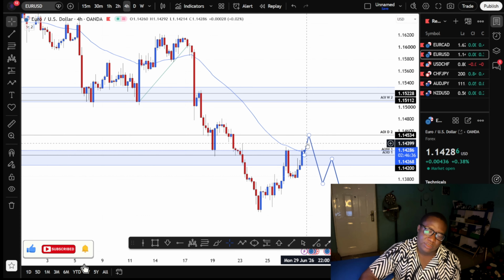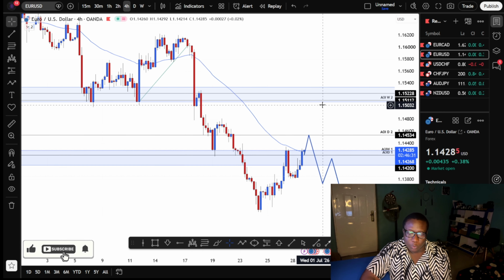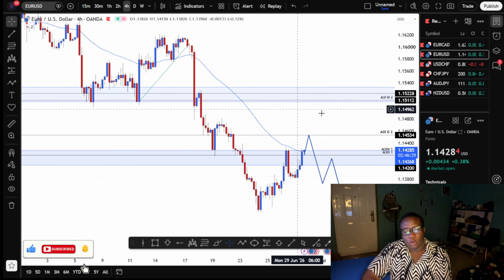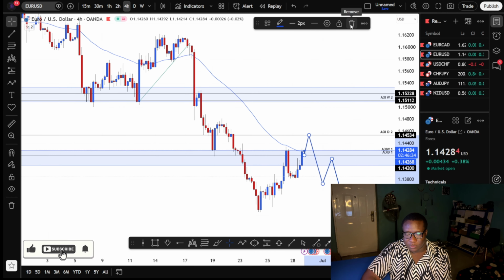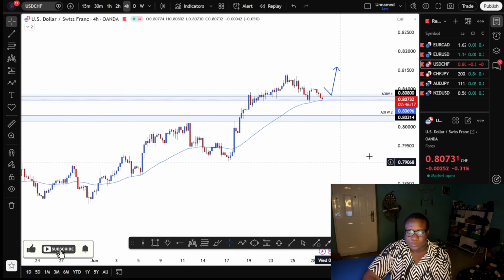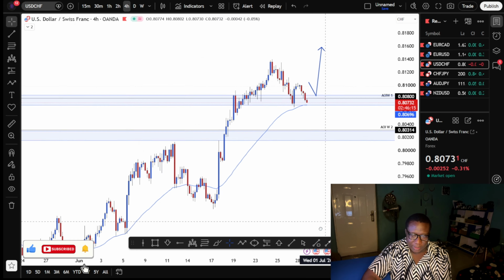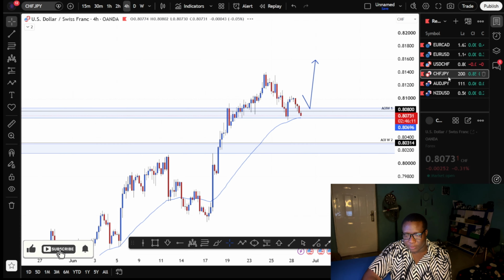But if I don't get that, then there's no problem. We'll be looking to further go to our weekly area of interest up here. Well, let's watch the market. We'll see what the market has to do. We might have a double top here. Break, retest, same thing. USD CHF, same thing, but in the opposite direction, waiting for a break up to the upside.